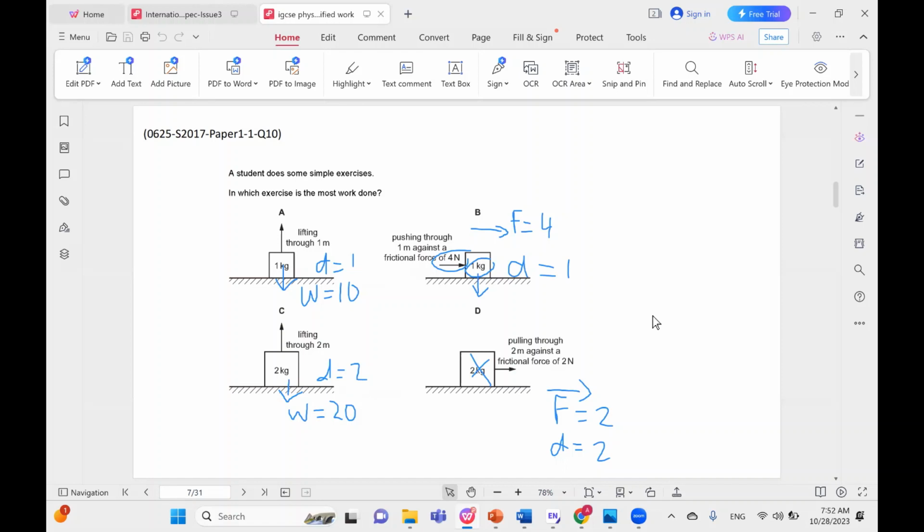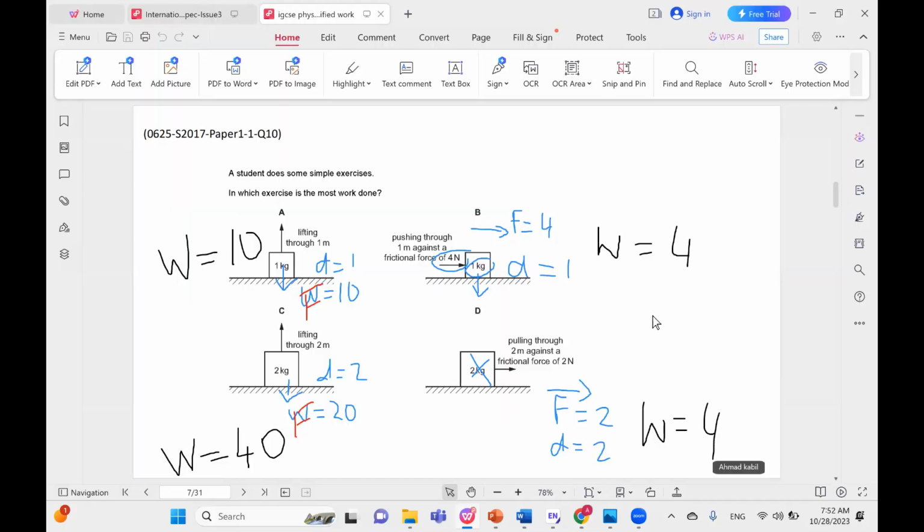And remember that weight here is meant as a force. So as not to confuse between weight and work, we're going to use W for work instead. So what is the work done in each case? The work done here is 10, 1 times 10. The work done here is 2 times 20, which is 40. The work done here is 4. And the work done here is 4 as well. We just multiply the force by the distance. So it's obvious that the most work done occurs in case C.